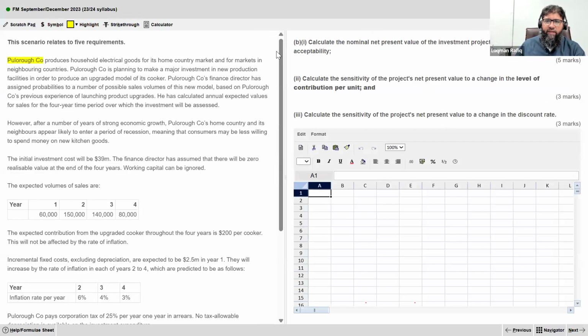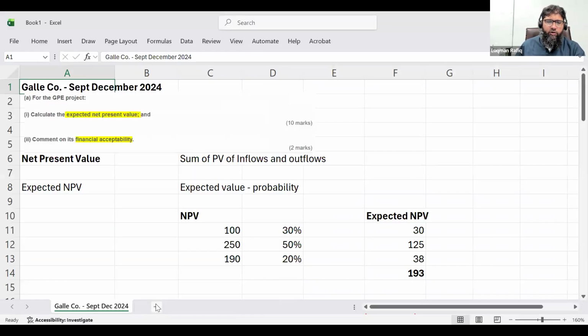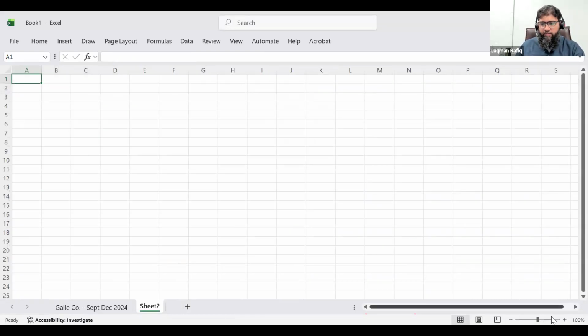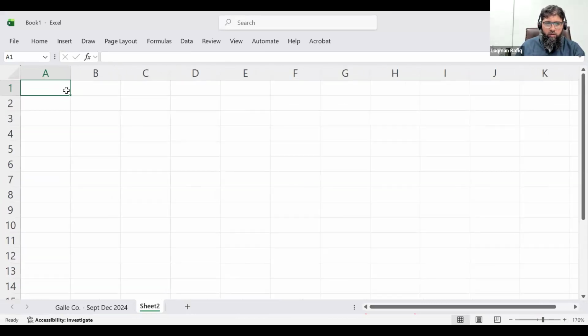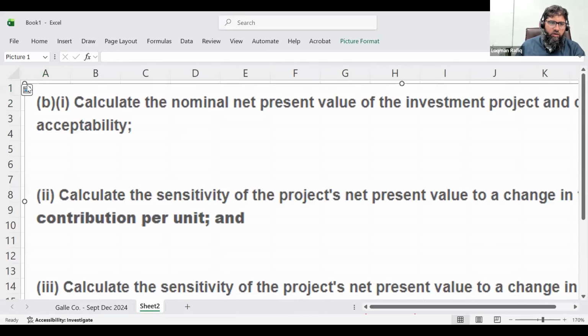It says calculate the nominal net present value. When the examiner says calculate the nominal net present value, he's asking you to calculate the inflation adjusted value. So I'm just going to do it here.